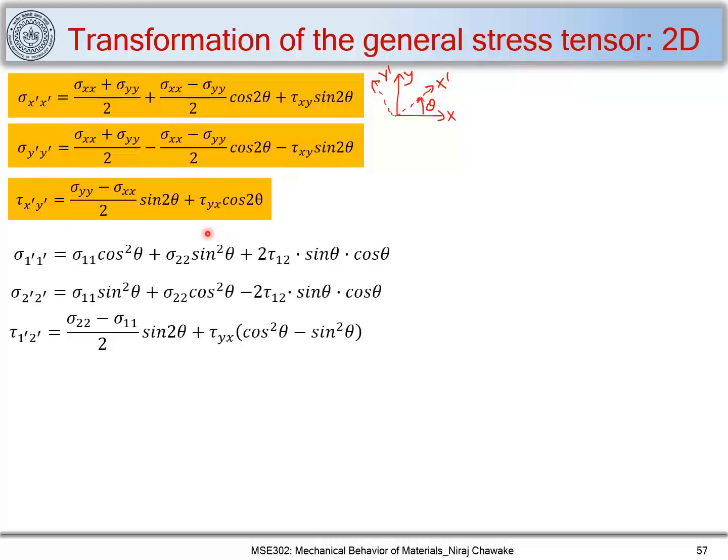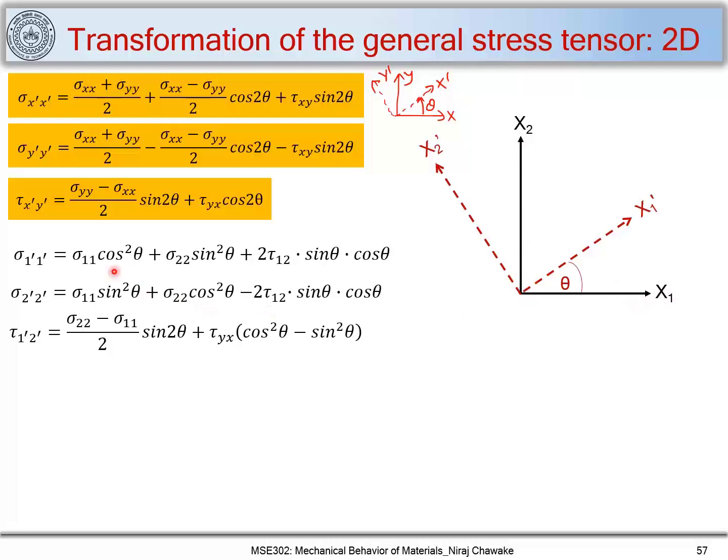Similarly, we can represent this in another way as sigma 1 dash, sigma 2 dash, and tau 1 dash 2 dash. So it's another way of representation when we consider coordinate axes to be x1 and x2, and we want to find the stress state in another oriented coordinate axis, let's say x1 dash and x2 dash, by an angle theta with respect to our initial coordinate axis.